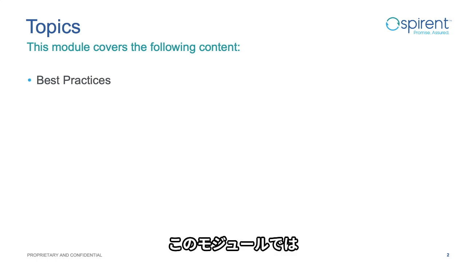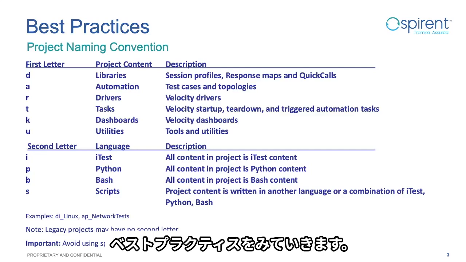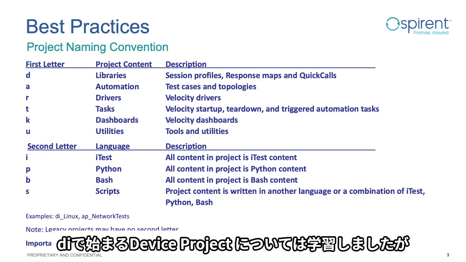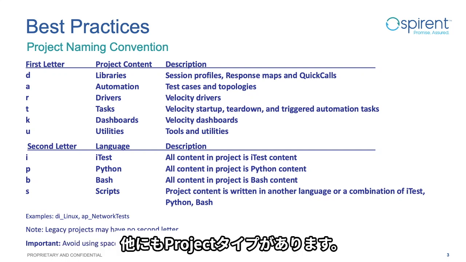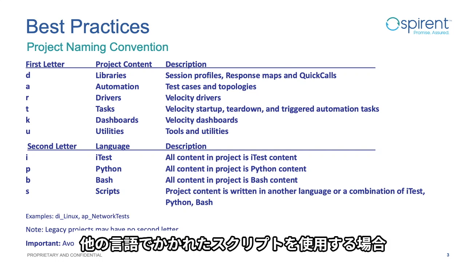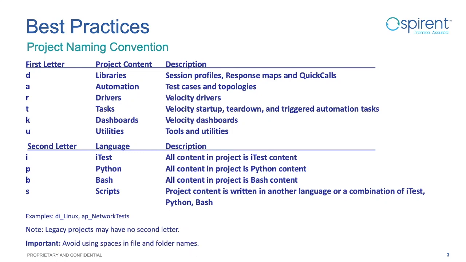In this module, we'll review best practices. You already know that we name automation projects starting with AI and device projects starting with DI. Here are some other project types you may come across, especially if you're using Velocity. If you're using iTest to manage scripts written in other languages, denote that in the second letter as shown here.